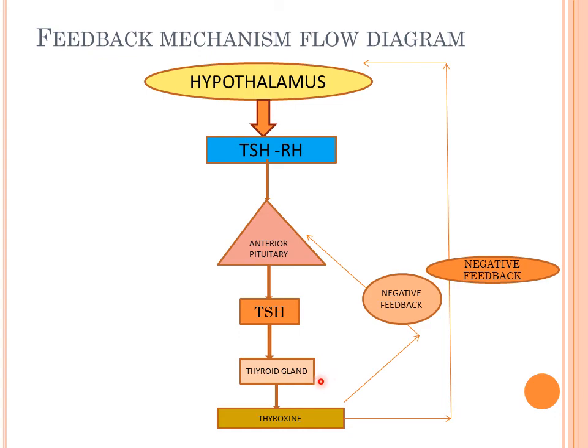So how is it acting? The two opposing systems work in coordination and help the body to adjust the output. And in this way the homeostasis of the body is maintained. So this is the feedback mechanism of the endocrine system or hormone secretion.